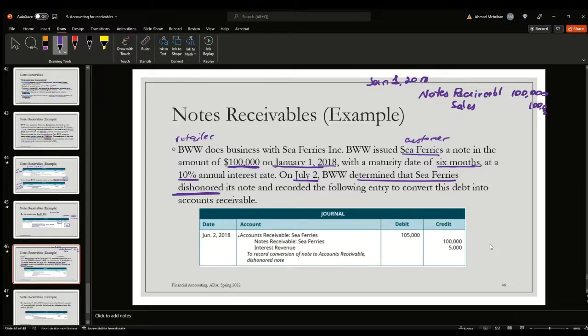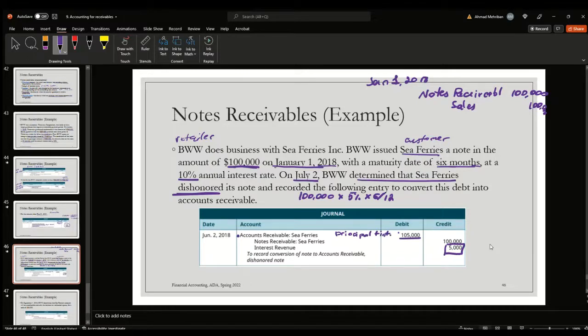Accounts receivable will be debited 105,000. Why 105? Because the 5,000 is the interest revenue of this company. The interest is 100,000 multiplied by 10% and multiplied by 6 divided by 12. Because this is only 6 months, that's how we get 5,000. So we recognize both the principal and the interest.